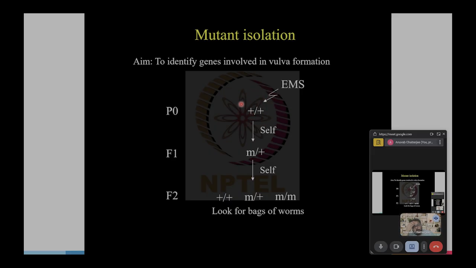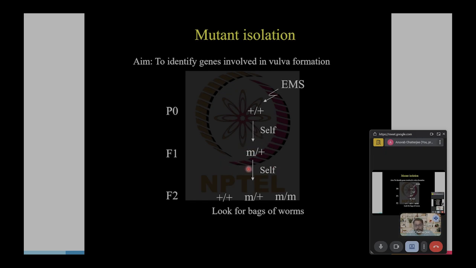You have a normal C. elegans hermaphrodite, and you put it in EMS, then you self cross it. Whenever you self cross it, if there is a mutation, then the genotype should be M over positive. But since it has a wild type copy, the phenotype might not be obvious, because the wild type allele can compensate for the mutation, so you will not see a phenotype here.